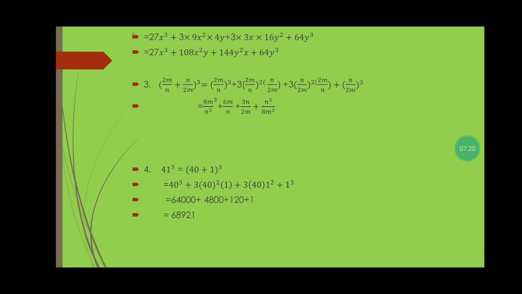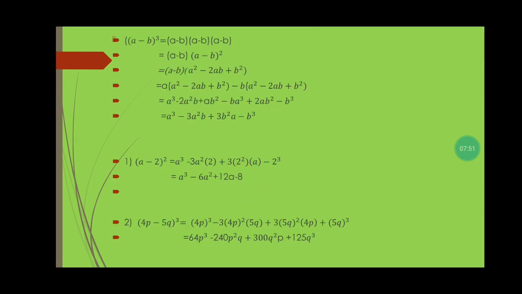40 cube is 64,000, plus, when I solve this, it is 4800 plus 120 plus 1. This we have to add. That is 68921, which is the cube of 41. Okay. Next one.